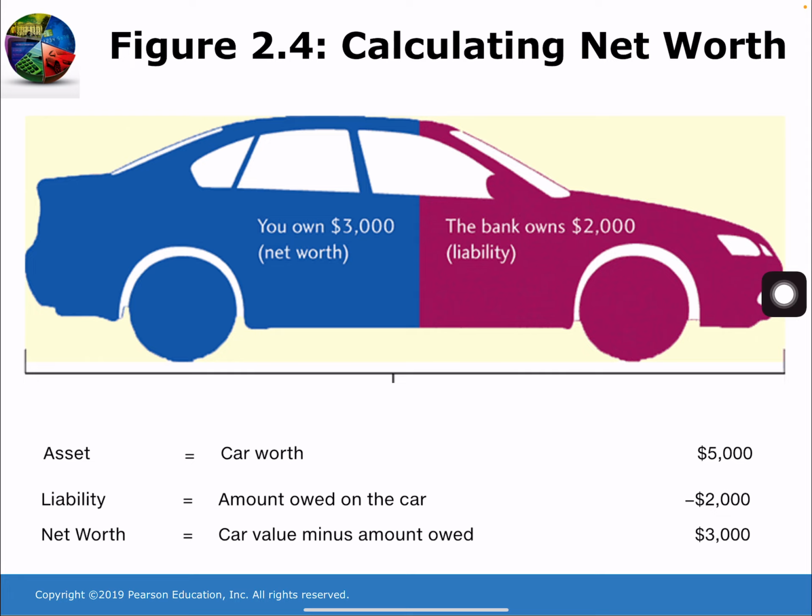A question: what color will the car be when it's paid off? It means that you would own the whole thing, so therefore it would be blue. How much will the net worth be at the time that it's all paid off, assuming the car is still worth $5,000? The net worth would be $5,000. Keeping in mind that things like cars and boats and motorcycles depreciate in value. By the time you get it paid off, it's probably not really going to be worth $5,000 anymore. We'll cover depreciation a little bit later on.